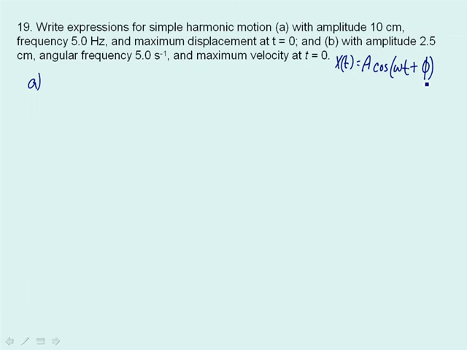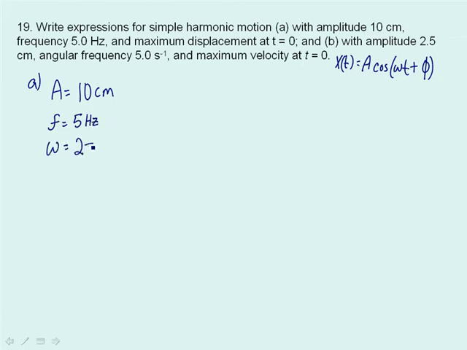A is the maximum amplitude. So in part A it is given. It's just equal to 10 centimeters. That is, what is the maximum amplitude of the oscillating body, whatever it is. In this case, it's 10 centimeters. The frequency here is 5 hertz. But we want to know what is the angular frequency, that is, what is omega.